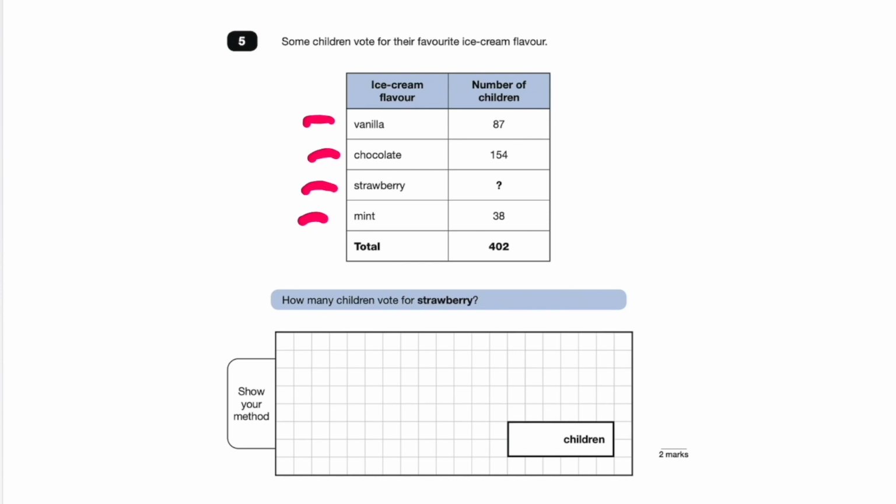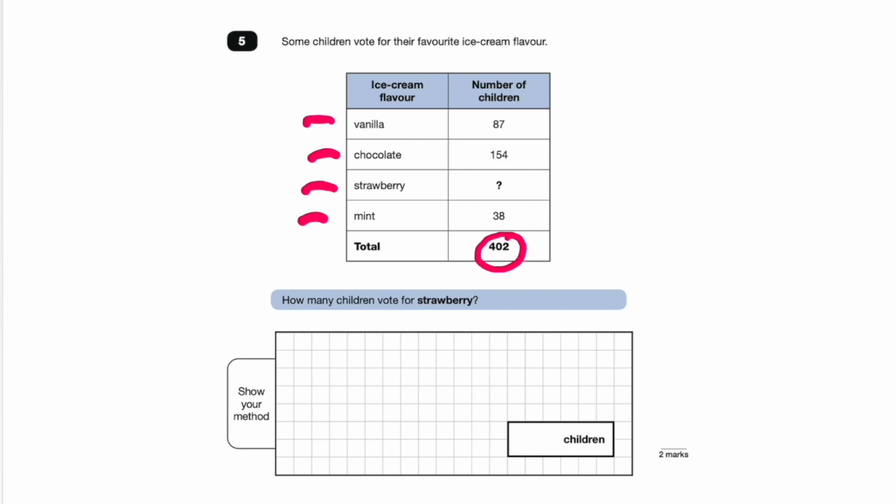87 for vanilla, 154 for chocolate. We don't know how many for strawberry. I imagine that's going to be part of the question. And 38 for mint. But we have the total, and the total is 402. How many children voted for strawberry? There we go, that's the question.